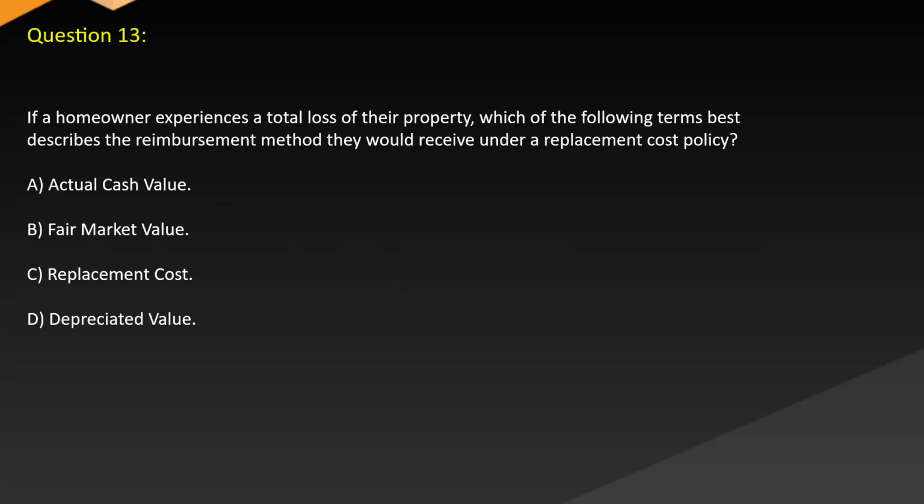Question 13. If a homeowner experiences a total loss of their property, which of the following terms best describes the reimbursement method they would receive under a replacement cost policy? A. Actual cash value. B. Fair market value. C. Replacement cost. D. Depreciated value.